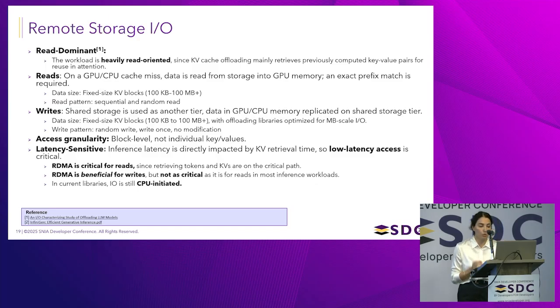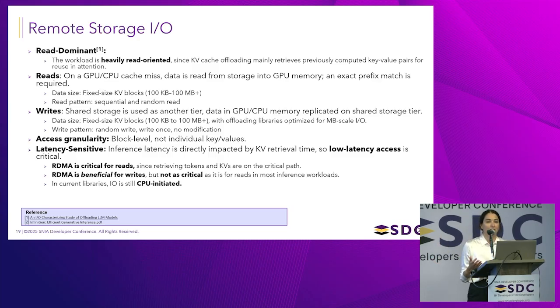And I think the most important thing here is that inference is very latency sensitive. It's maybe not like training, where you can prefetch some data beforehand, so it's latency or throughput oriented. So latency is really, really critical here, right? When you talk about KV cache, you want to consider RDMA seriously. Especially this is more critical on reads, because reads are on the critical path.